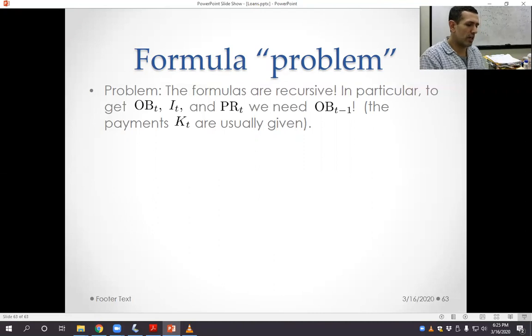But the issue here is that, let's say you have a 30-year mortgage and you want the interest paid in the 27th year. To get that, you would need ultimately OB_1, OB_2, OB_3, OB_4, all the way up to OB_26, the outstanding balance at the end of the 26th year. So there's got to be a better way to figure out what the interest paid in the 27th year is in a 30-year mortgage without having to do those calculations for 26 years. And there is, and we'll get to that in a video that'll be put up in maybe a few days.